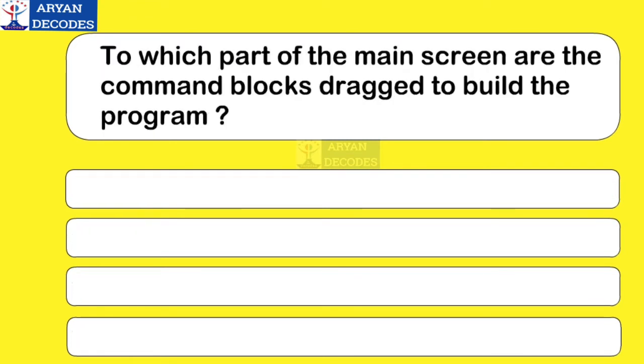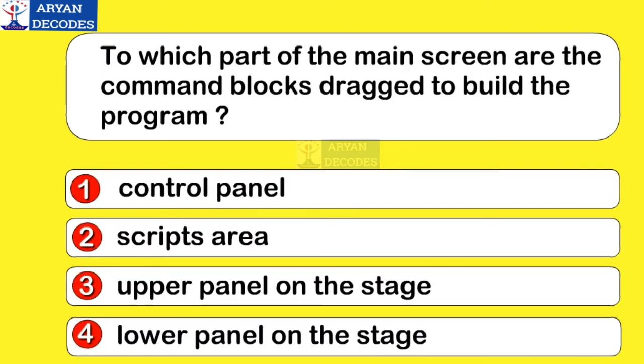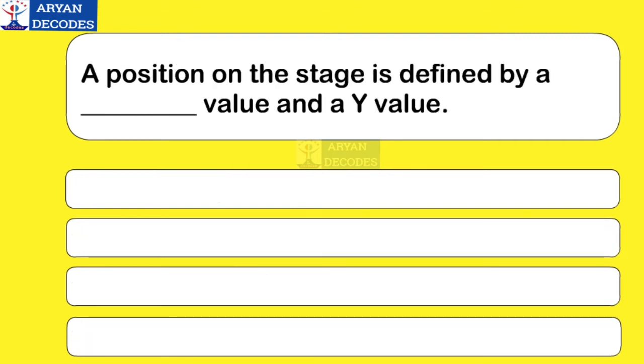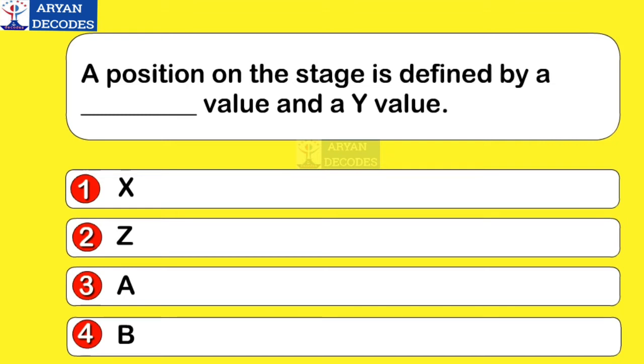To which part of the main screen are the command blocks dragged to build the program? And the correct option is scripts area. Next, a position on the stage is defined by a dash value and a y value. And the correct option is x. Now move on to the next question.